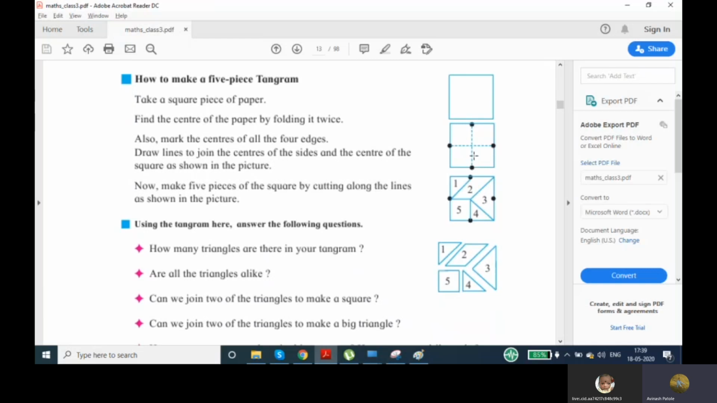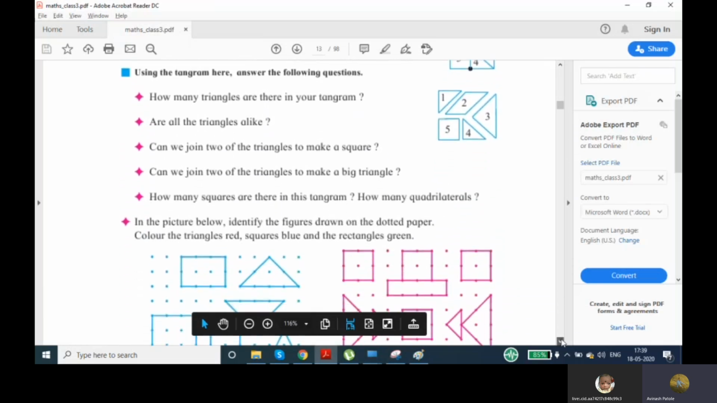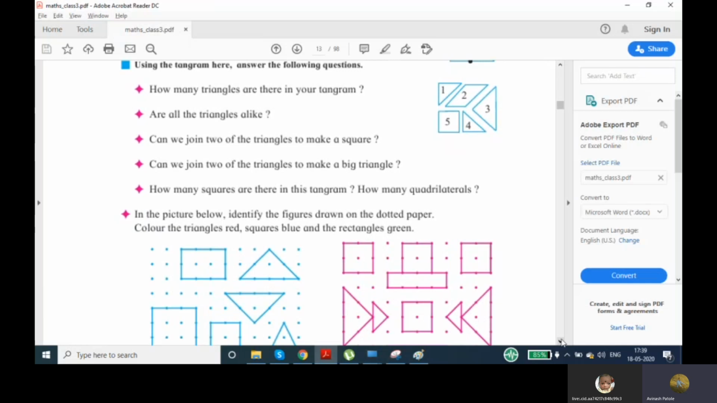So now make 5 pieces of the square by cutting along the lines. If you see in the third picture, it has made certain lines, and you have to cut along those lines, number each part as shown in the picture, and make pieces of it. Now using the tangram here, answer the following questions. Now let us have a look at these questions. How many triangles are there in the tangram?